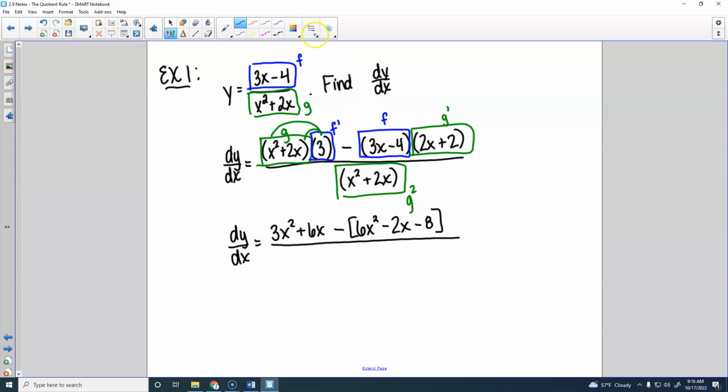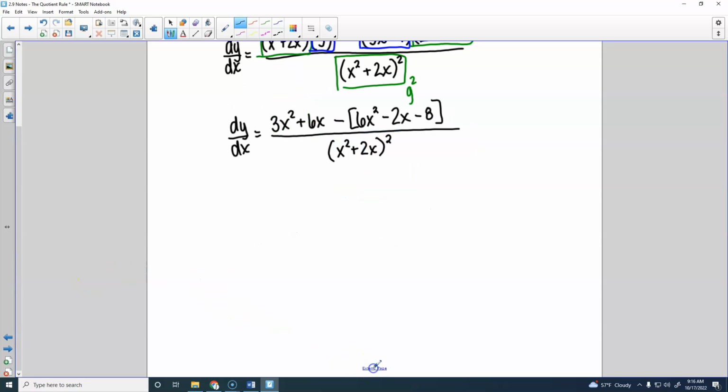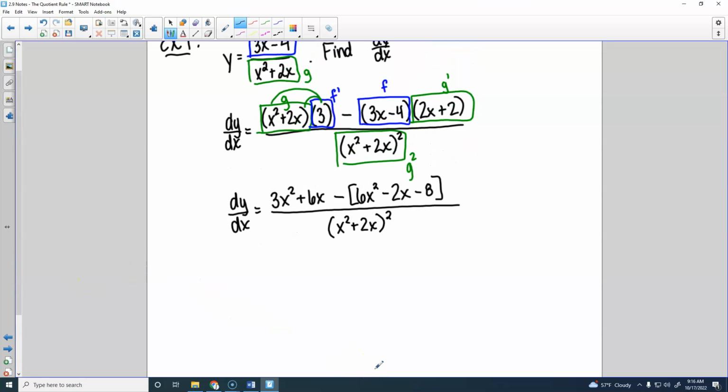Oh wait, I didn't put the square right there. Don't multiply the denominator out. Sometimes there might be something that will factor, so you do not want to multiply that denominator back together in most cases. Okay, here.